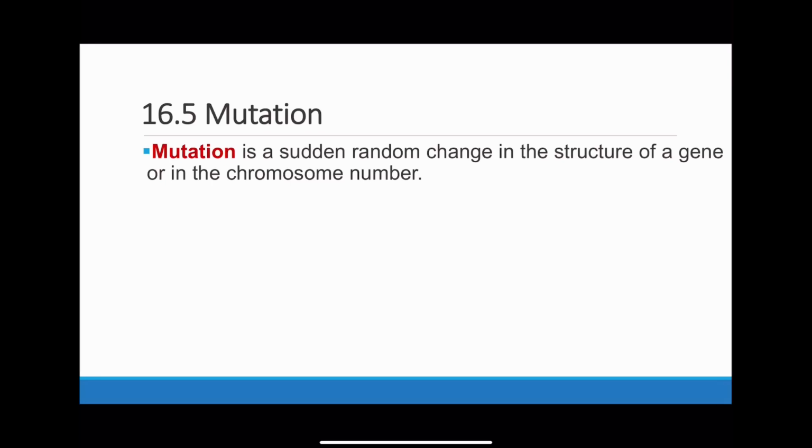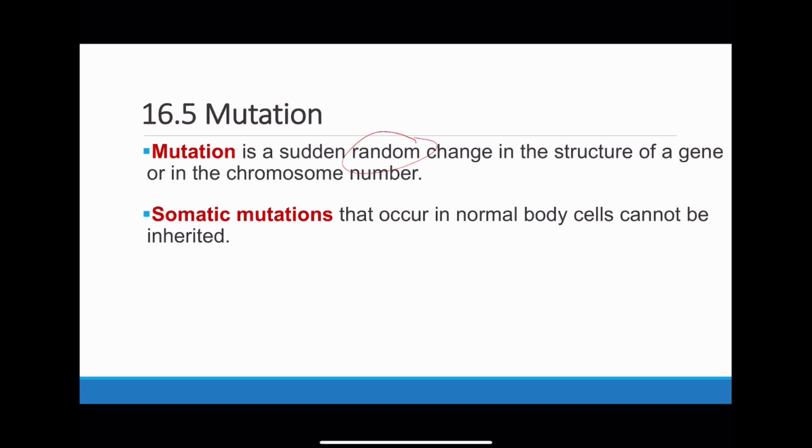Mutation refers to a random change. Take note that it's a random change, which means it can happen naturally whether or not you are exposed to certain factors that can cause mutation, or it can be accelerated when you're exposed to such factors. The reason we say it's random is because there's still a lot that we do not understand about the DNA structure itself and how mutation can come about. So the change can either be in terms of the structure of a gene or in terms of the chromosome number.